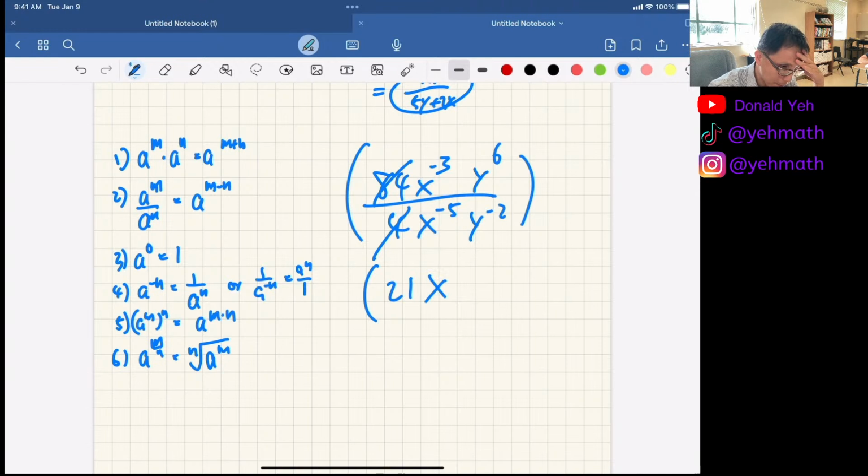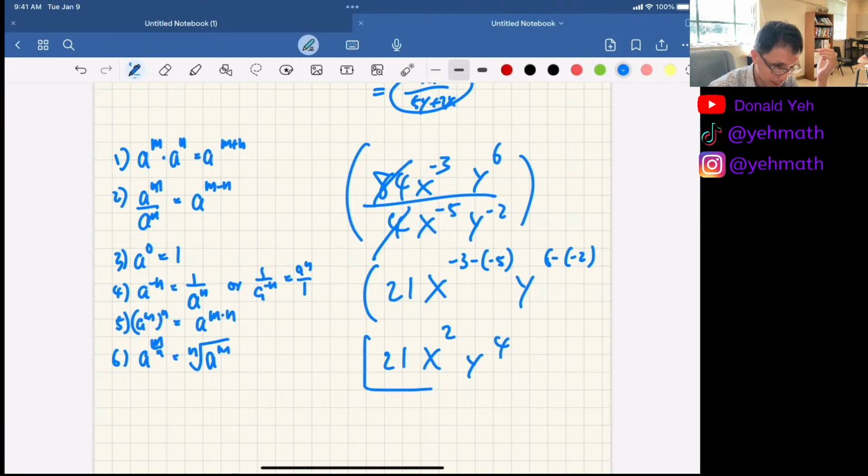The x is top minus bottom. Use rule number 2. So it'll be negative 3 minus negative 5, and y to the 6 minus negative 2. So that's equal to 21 x to the 2 and the y to the 4th. And that's the answer for this particular one.